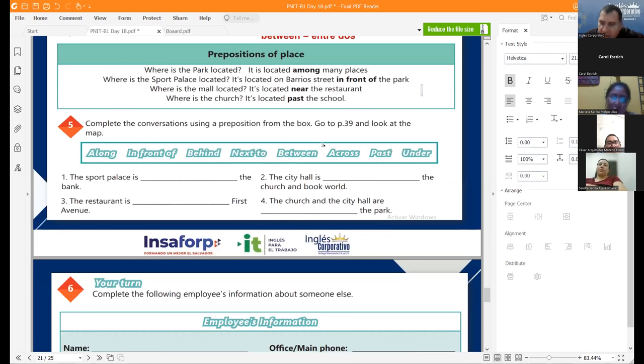Okay. Complete the conversations using a preposition from the box. Along, in front of, behind, next to, between, across from. The Sport Palace is where?